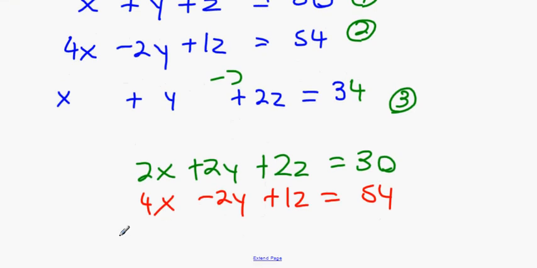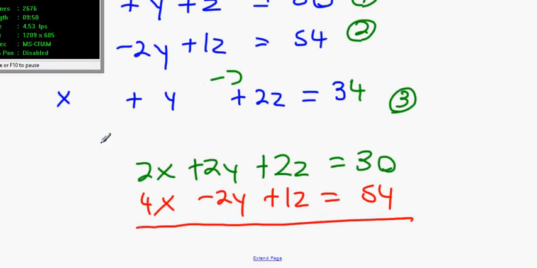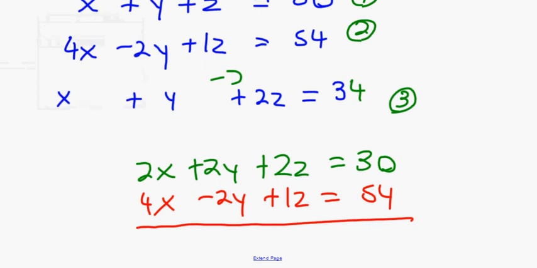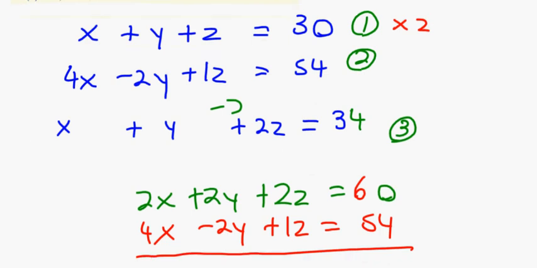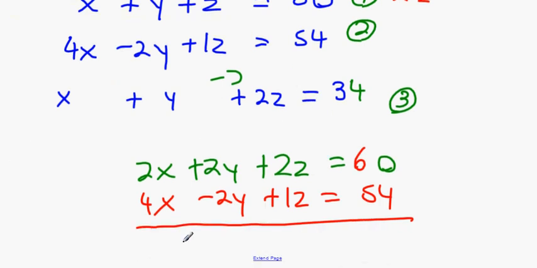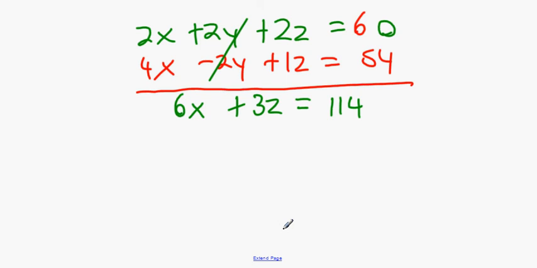Just give me a second. Yeah, okay. Make sure you multiply both sides by 2, and what we get is it's 60 on this side, okay, because you're multiplying everything on this equation by 2. Now when we cancel them out, we're going to get 6x, the y's cancel, plus 3z equals 114.